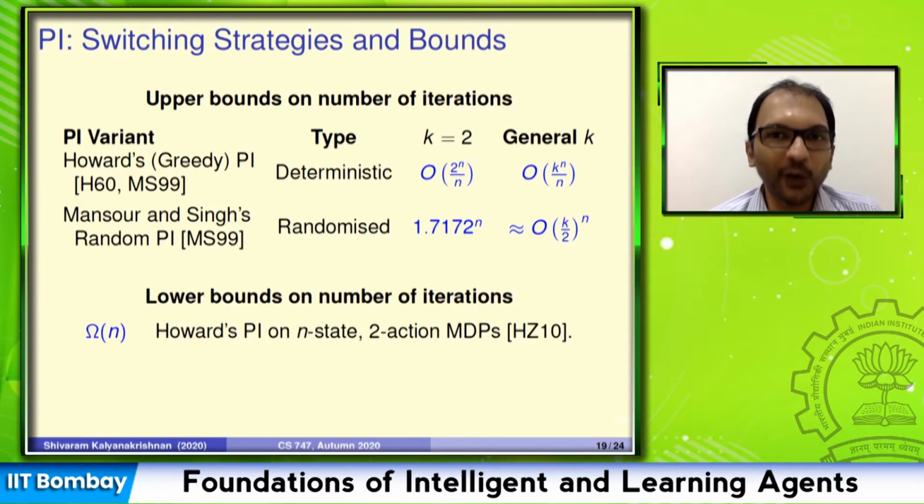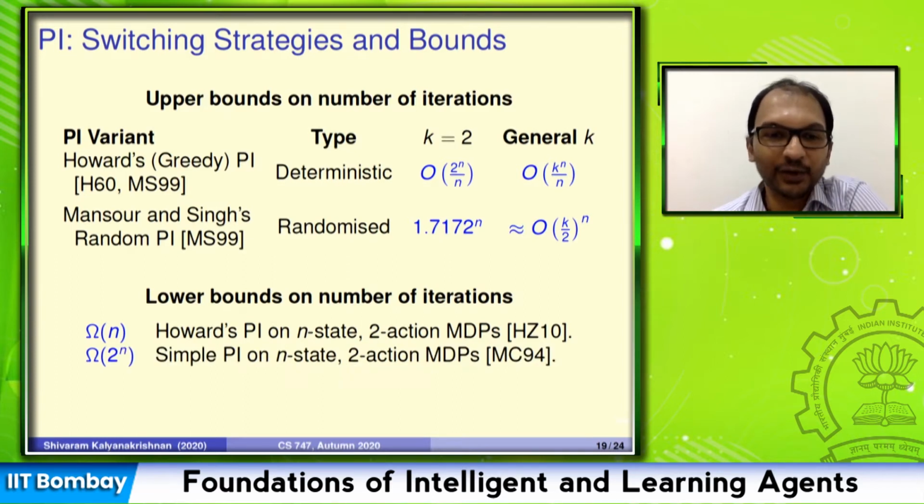Contrast this with existing lower bounds for policy iteration. The main algorithm that has been analyzed from the lower bounding aspect is Howard's policy iteration. To date, the tightest lower bound for Howard's policy iteration on n state 2 action MDPs is linear in n. There's a paper from 10 years back that shows you'll take at least, I think, 2 times n iterations on certain MDPs if you do Howard's policy iteration. The upper bound is 2 to the n divided by n, and the lower bound is omega of n.